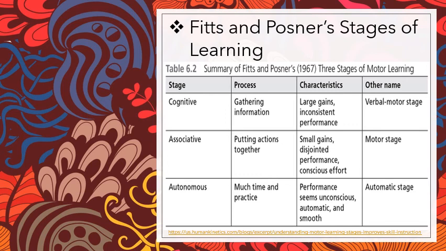The first stage of this model is the cognitive stage. This is where the learner is gathering information. This stage also has the most errors. The next stage is the associative stage. This is where actions are being put together. There will be small gains and some conscious effort. The final stage is the autonomous stage, where there's a lot of time and practice, and movements become automatic and smooth.